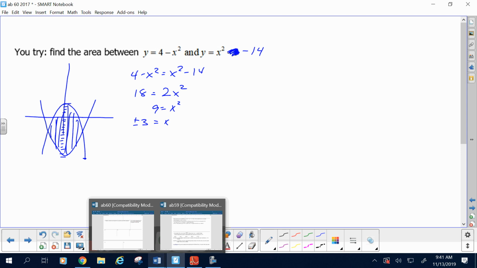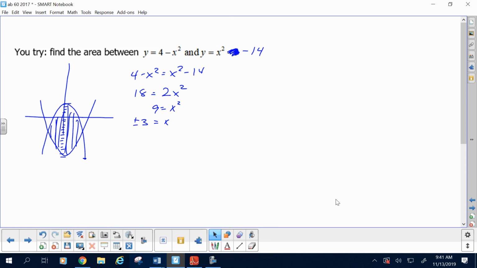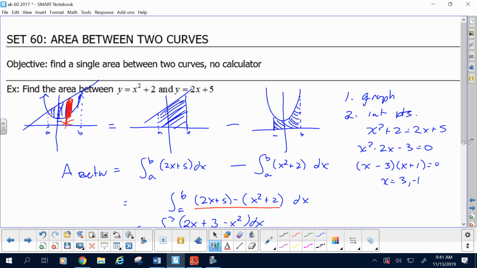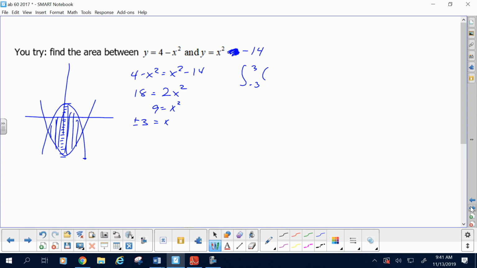Did you get a corresponding picture and intersection points of 3 and -3? Excellent. For your integrand, oh shoot, I wish I had put this in your notes. Would you please put in your notes: upper minus lower for positive area. Always use upper minus lower for positive area. That's how you're going to get a positive outcome, by getting a positive height.